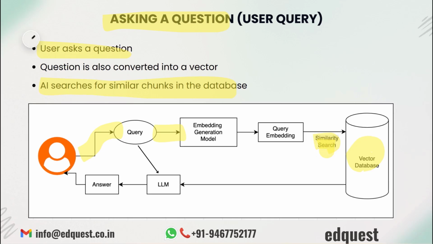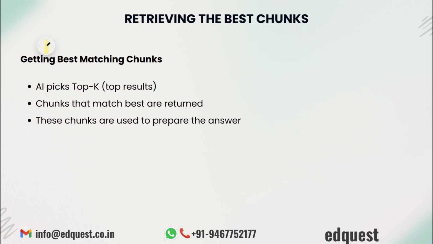So now we will see how to retrieve the best chunks. Once the search is done, we get back the top k chunks, meaning the top few passages or pieces of text that best match your query. Think of it like Google giving you the top 5-10 most relevant search results. But here, it is not links, it is actual content chunks. These chunks are rich in information. They contain the real world knowledge that the AI needs to answer your question properly.